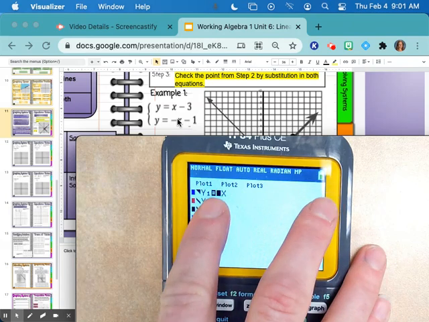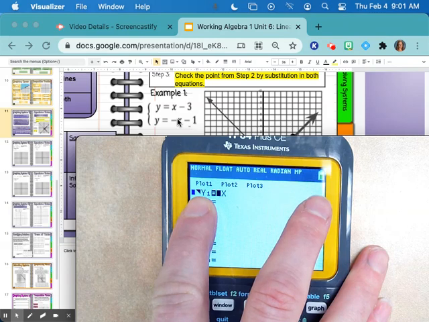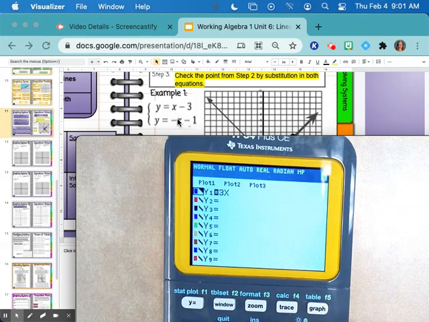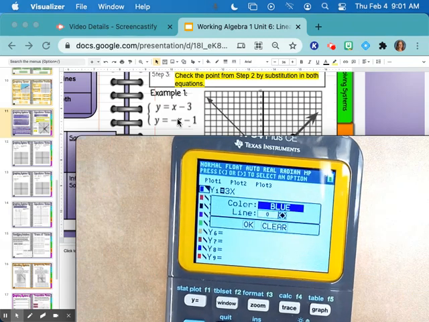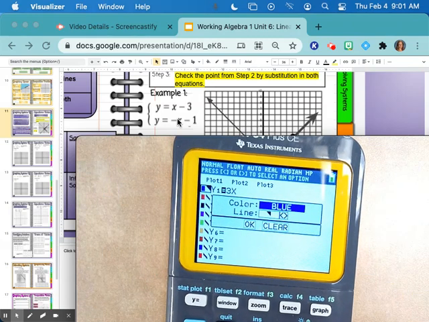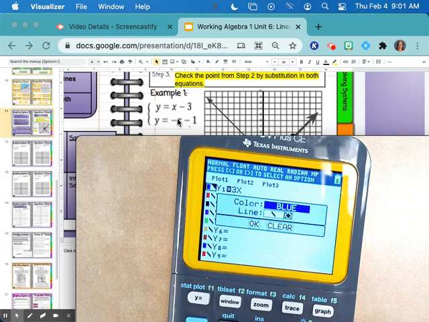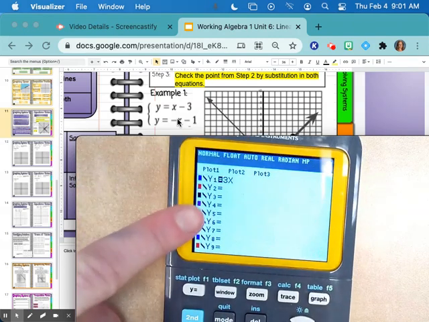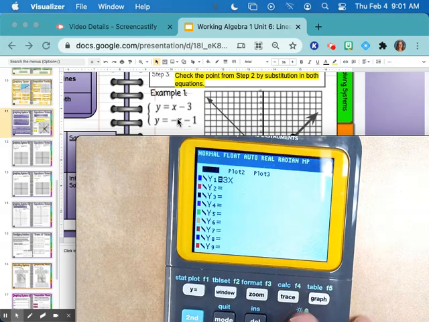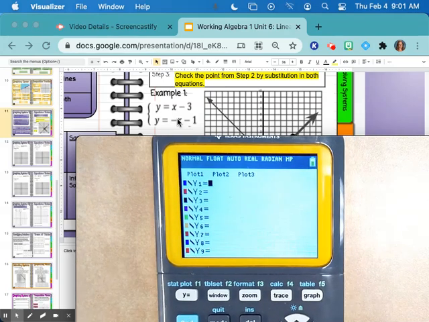Hey, remember yesterday how we did the inequalities? We had to change this. I need to change it back. So I got to go back over here and change this back to a regular line. Oh, there we go. So if yours is changed, make sure that these are lines instead of that shading that we did yesterday. So let's put it in.